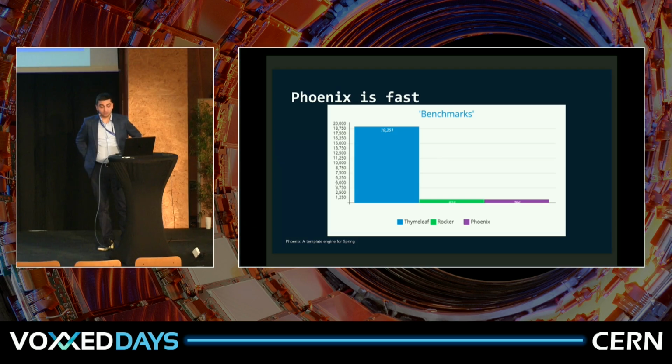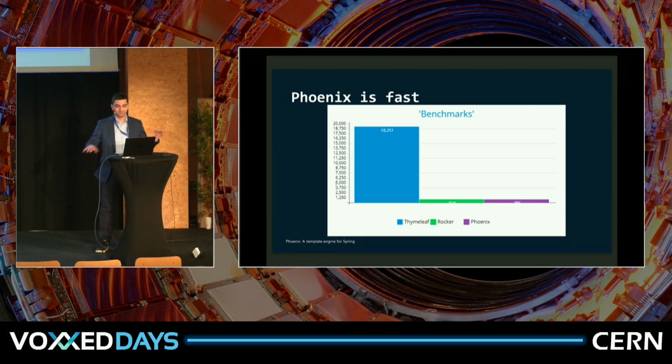As I mentioned, I wanted Phoenix to be fast. So since Thymeleaf is one of the most widely used template engines for Spring, I started to run some benchmarks. I created a web page in Thymeleaf and in Phoenix, and ran the page 100,000 times. And when I first saw the results, I thought, okay, something's off.